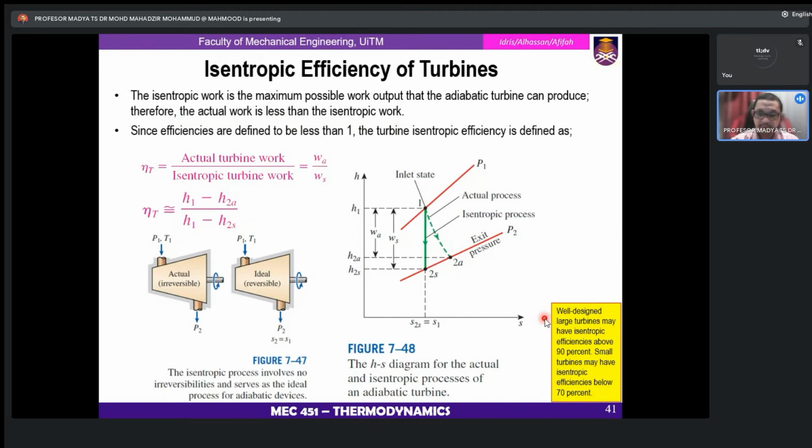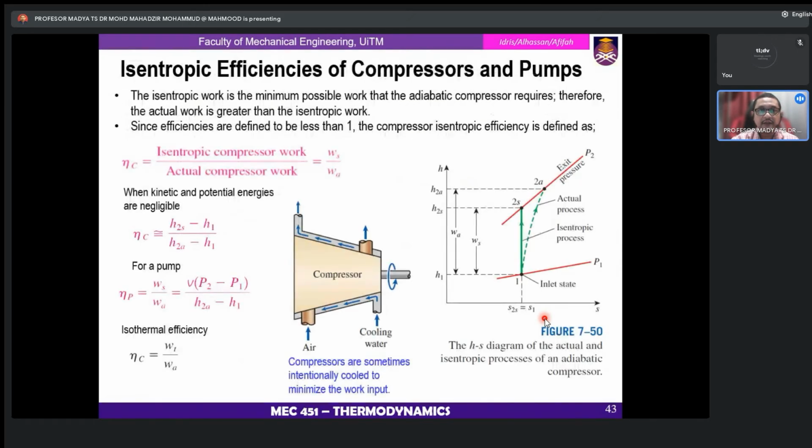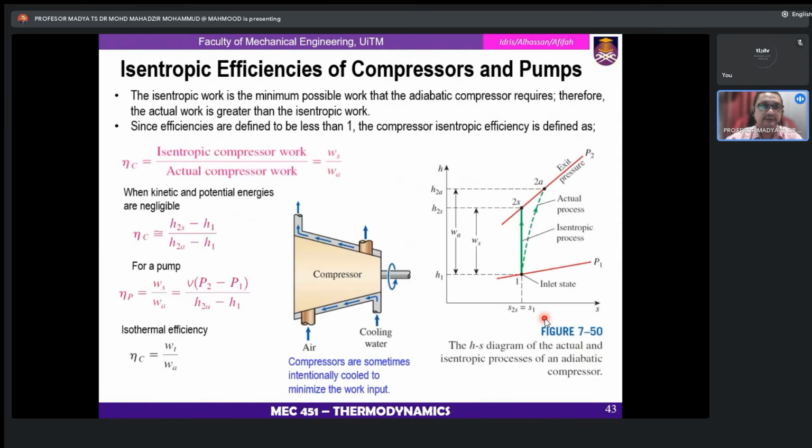turbine. Okay, let's look at the isentropic efficiency of compressor and pump. We skip the sample problems for isentropic efficiency of turbine. We go straight to the isentropic efficiency of compressor and pump. So the concept is like the isentropic efficiency of turbine, but it is opposite. Okay, it is opposite for the compressor and pump.